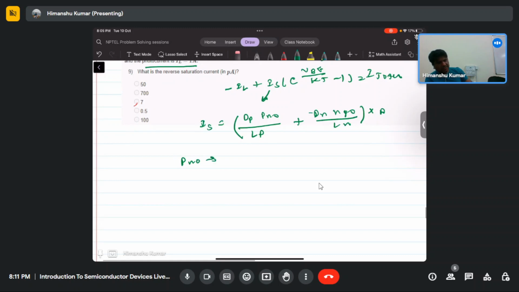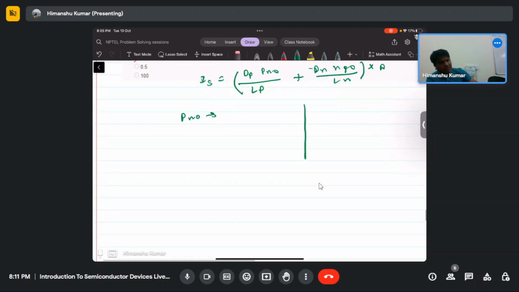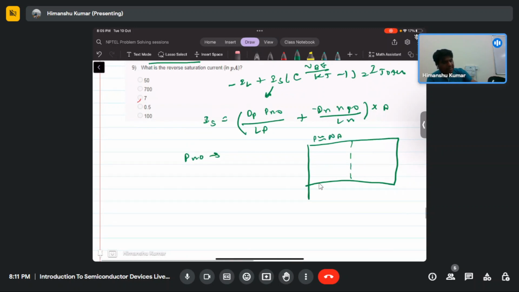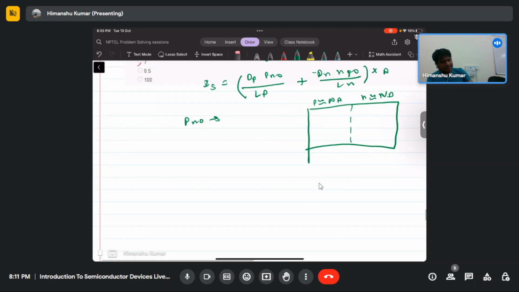Now, what is Pn naught? Pn naught is the minority carrier concentration in the n side basically. If you draw this as a PN junction, then on this side the majority carrier P is approximately equal to Na, and the majority carrier N is approximately equal to Nd, the donor concentration. So this is P naught, the hole concentration at equilibrium. Similarly, this is N naught.